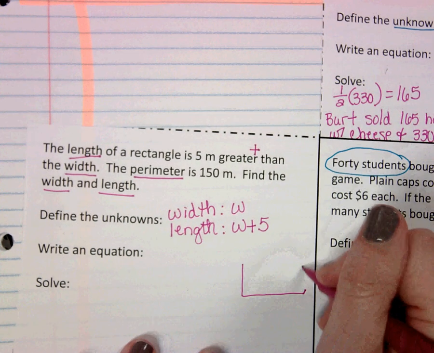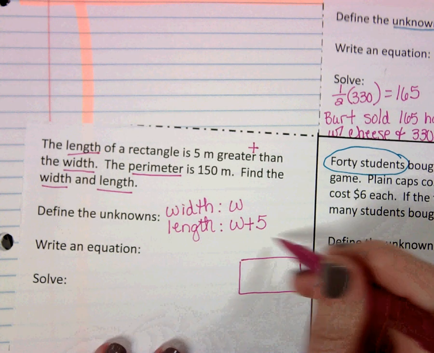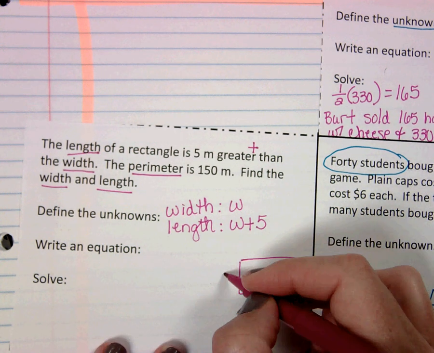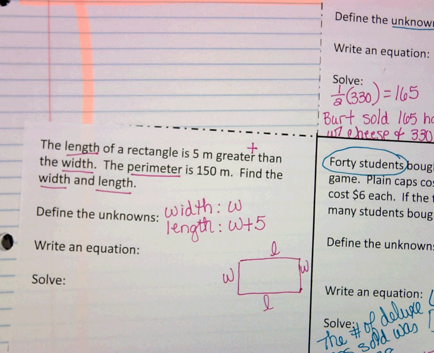Now the second thing I want you to think about before we write the equation is how do we find the perimeter of a rectangle? Perimeter is just adding all the sides. Remember, we have 2 widths and we have 2 lengths. That's a big piece that a lot of times we mess up.